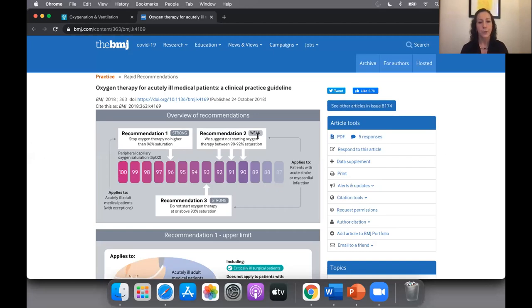Their second recommendation, which you can see says weak, is, when you have weak evidence, oftentimes it turns into expert opinion. At weak, they suggest not starting oxygen therapy at 90 to 92% saturation. So if your patient has an SpO2 of 90 to 92 on their own on room air, you don't necessarily need to start oxygen. It's really less than 90% is when you would start oxygen. The third recommendation, which is also strong, says do not start oxygen therapy at or above 93. So your patient should really have a lower oxygen saturation before you start oxygen therapy.